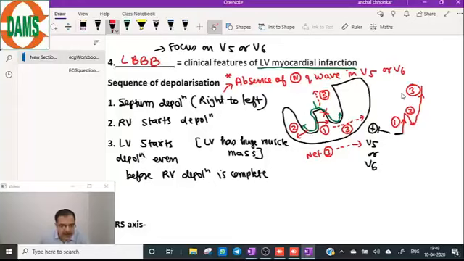Why the septum? Because the left bundle is blocked. It is not supplying the Purkinje fibers. So it has to take the impulse from the septal side. So what will happen? When the depolarization is complete, with no further event, the needle will automatically come to the baseline. Like this.